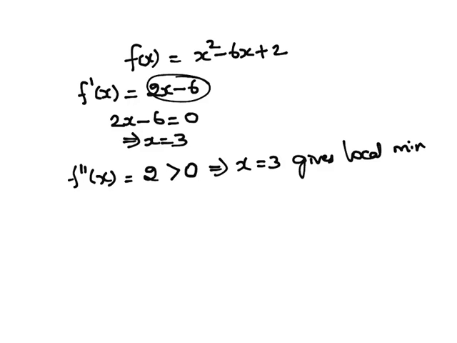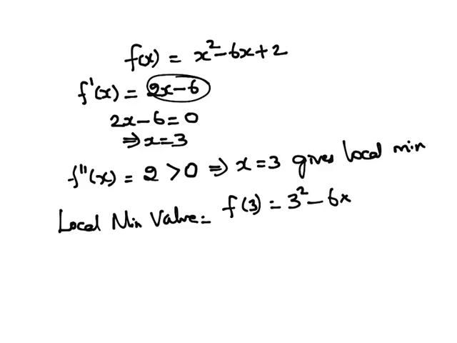To find the local minimum value, I'll have f(3), which is 3 squared minus 6 into 3 plus 2. So I'll get minus 7 as the answer. So minus 7 is the local minimum value. Okay, let us see one more problem.